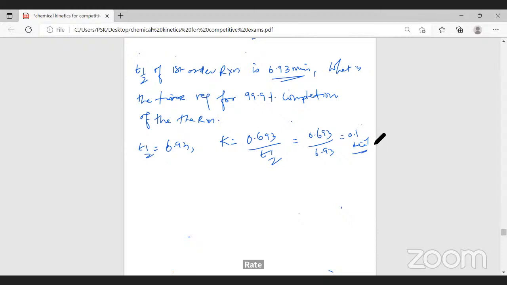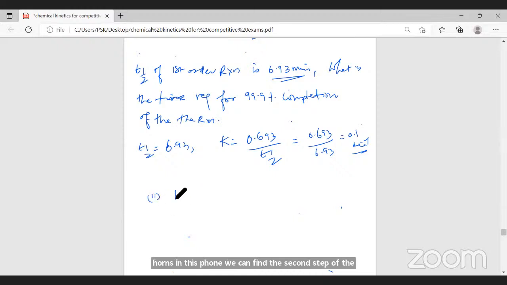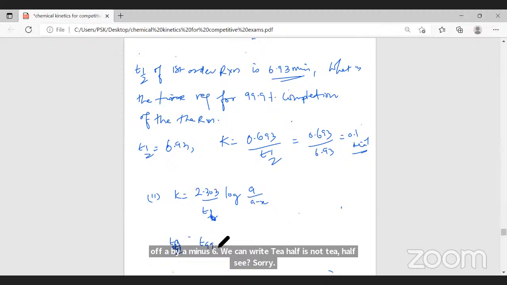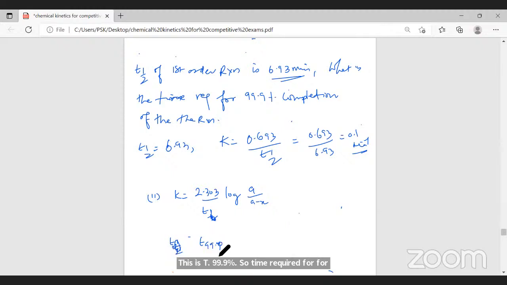Once the rate constant is found, we can find the second step of the reaction, that is the time required for 99.9%. So we can write K is equal to 2.303 by T log of A by A minus X. Sorry, this is T 99.9%. So time required for 99.9% will be equal to 2.303 by K log of A by A minus X.